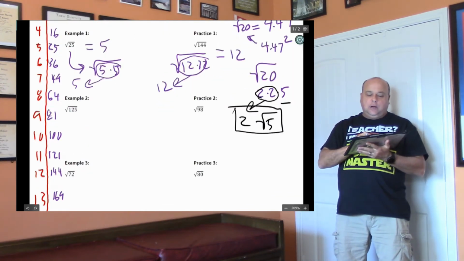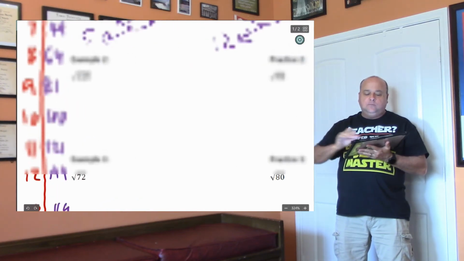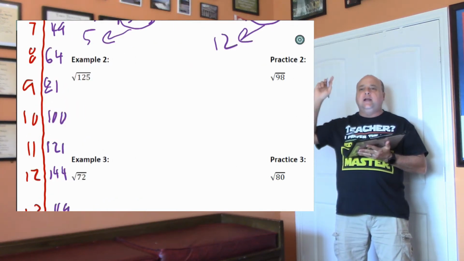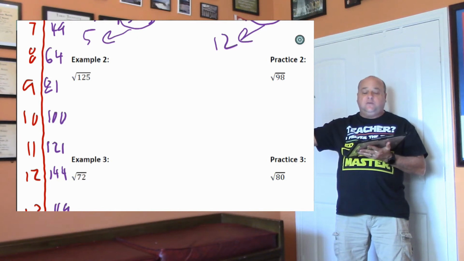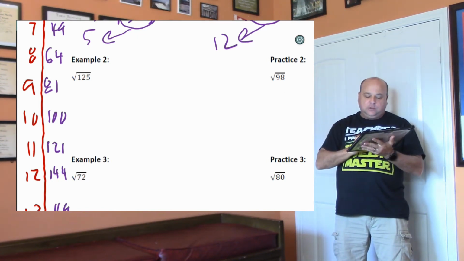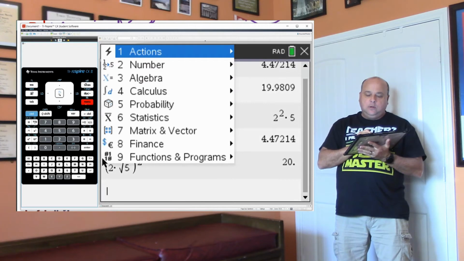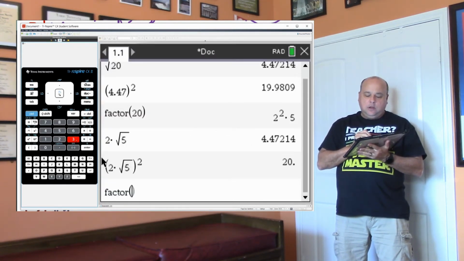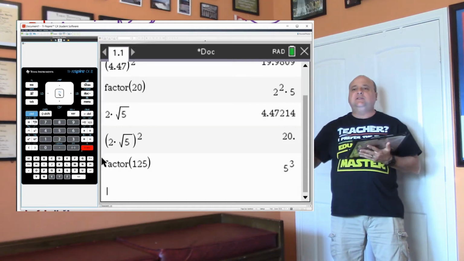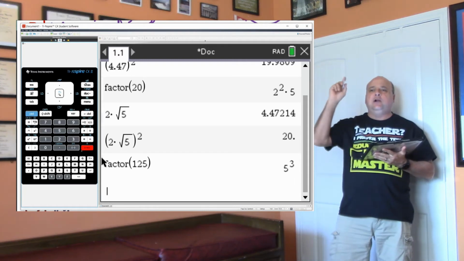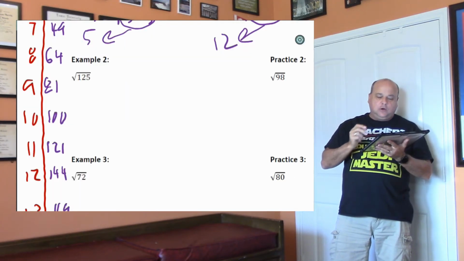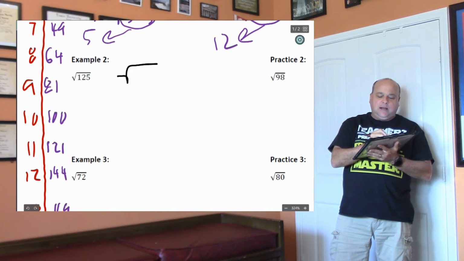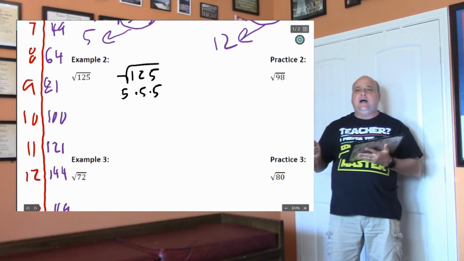Now then, let's go to example 2, and I'm going to zoom in. So what we're going to do is hit menu, number, factor, 125, enter. So go to your calculator, menu, number, factor, and it was 125, enter. And notice it says 5 to the third. That means I'm going to write down 5 3 times. So go back to the problem. I'm going to do it like this. So put 125, then underneath it put 5 times 5 times 5.